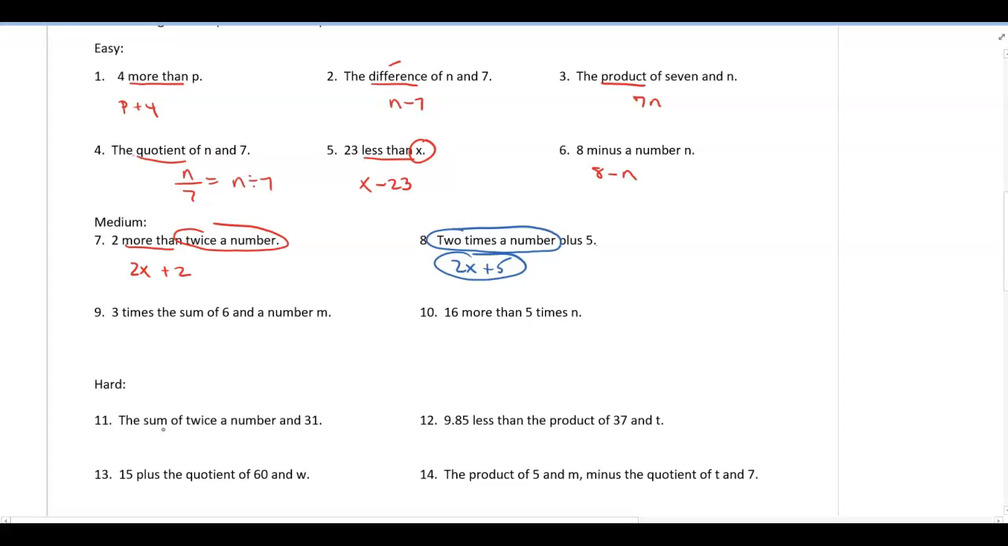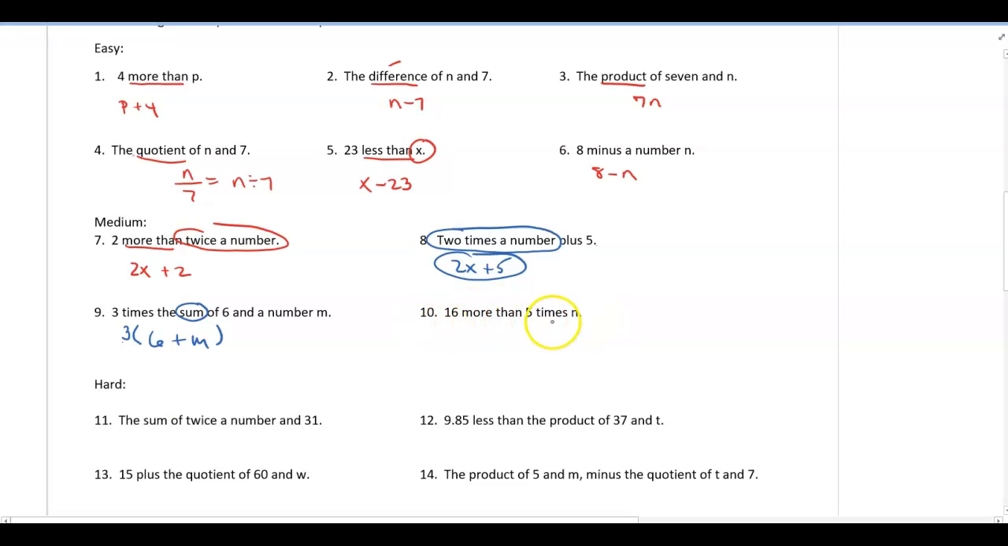So number 9, 3 times the sum of 6 and a number m. Sum means we have to multiply 3 by the answer to the addition problem. How do we make sure the addition gets done first? We have to put it in parentheses, right? So the sum of 6 and a number m is 6 plus m. And now this is 3 times the sum of 6 and a number m. If you don't put 6 plus m in parentheses, you would be marked wrong.